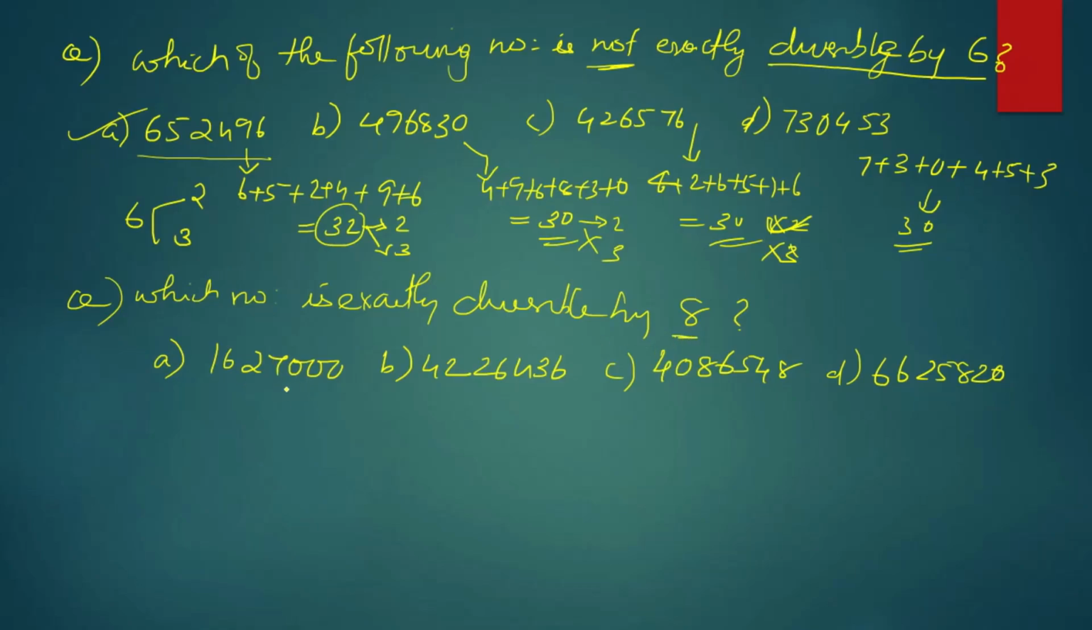So in the first option, the last 3 digits are 0. So what is the divisibility rule of 8? If the last 3 digits are either 0 or a multiple of 8, then the whole number is also divisible by 8. So here the last 3 digits are 0, so this number is divisible by 8. So this is very simple. You don't have to go for the other options. This is the answer. Okay.